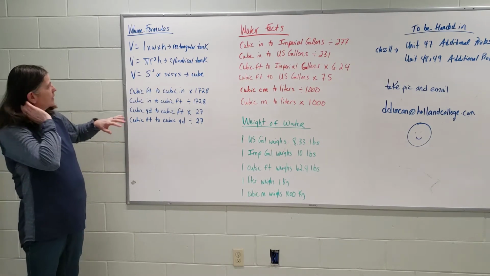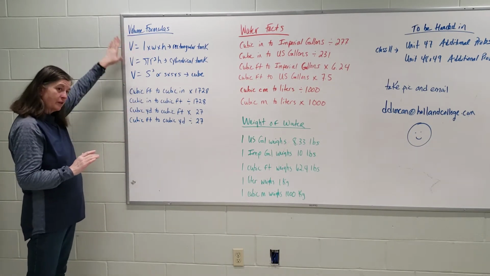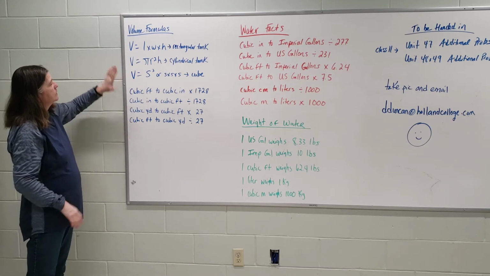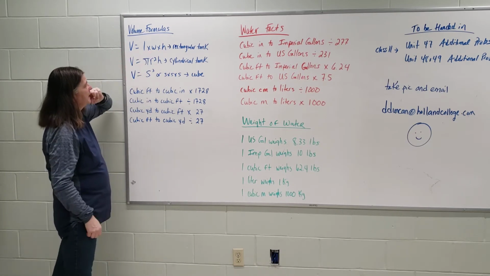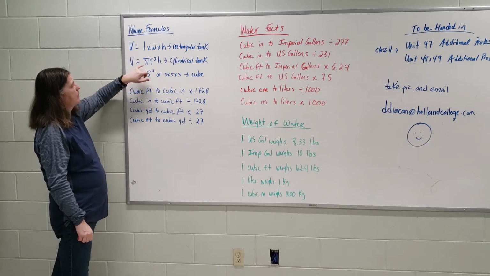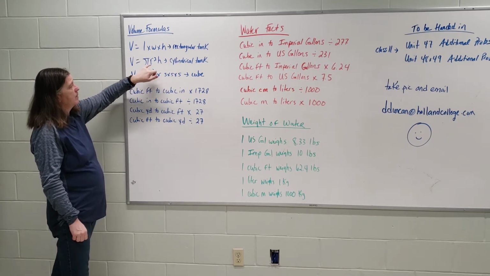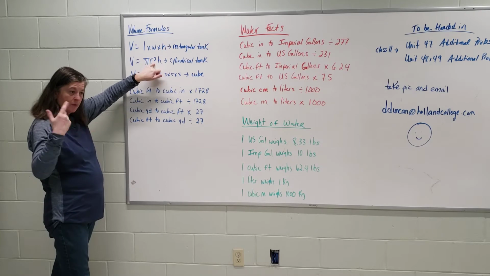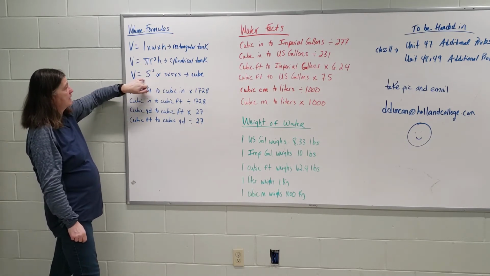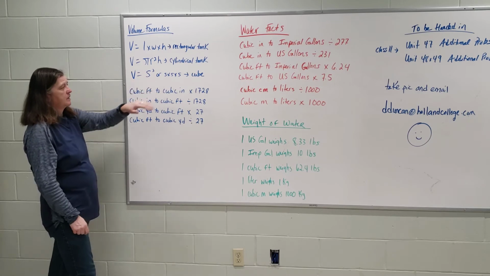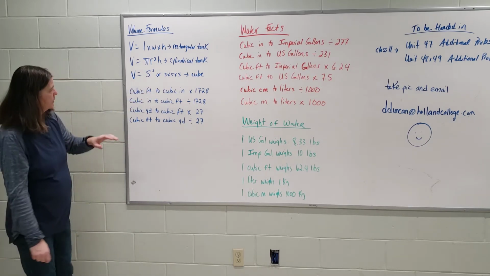So the first thing I'm going to go over, and you should be familiar with everything I have here, are some volume formulas. For a rectangular tank, length times width times height. A cylindrical tank, pi r squared times height, and remember r squared is a number times itself. And volume of a cube, side cubed, or side times side times side. Okay, you're also familiar with these conversions.